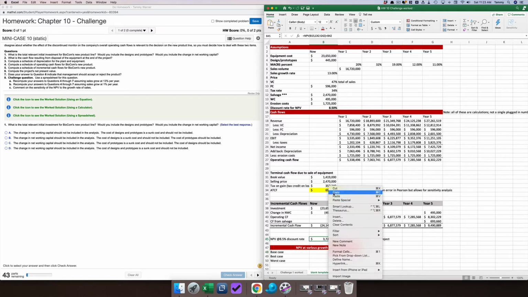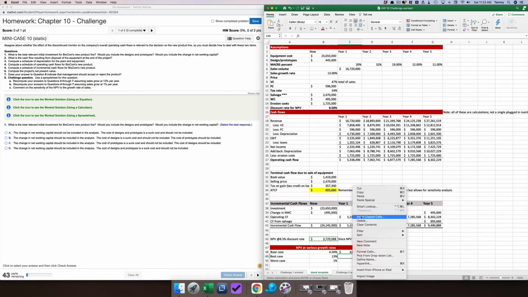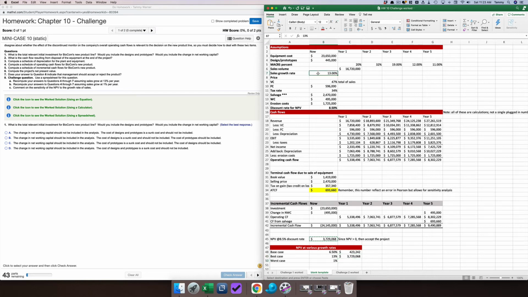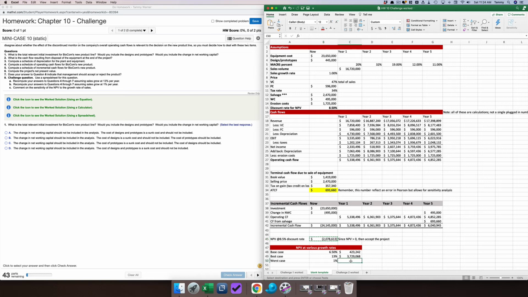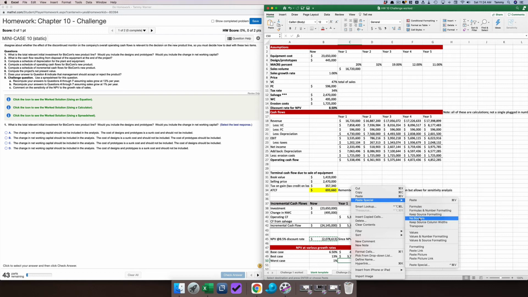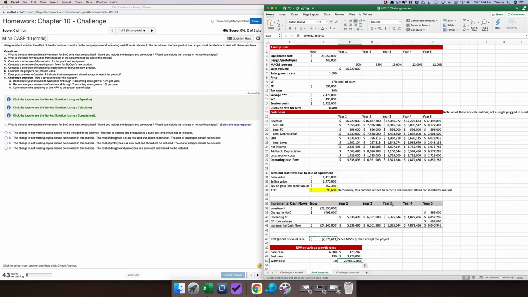We're going to hit copy, and then we're going to hit paste special, value and formatting. There it is, 3.7 million. And again, now we can go ahead and change our growth rate to 1%. The whole thing recalculates. We can go ahead and, again, copy our result and paste it in as a value. Paste special, value. And it'll give us our negative 2 million.